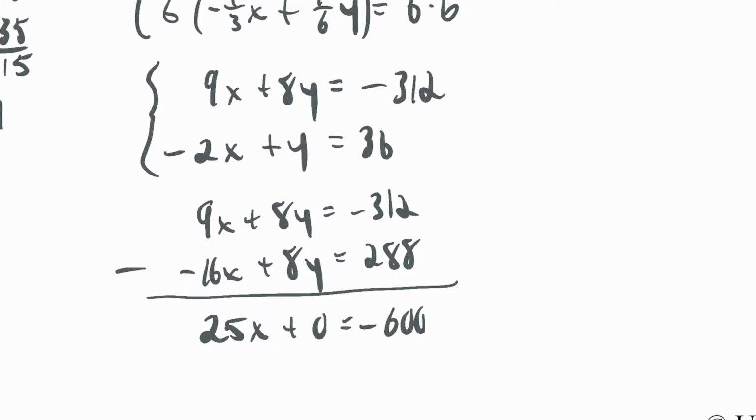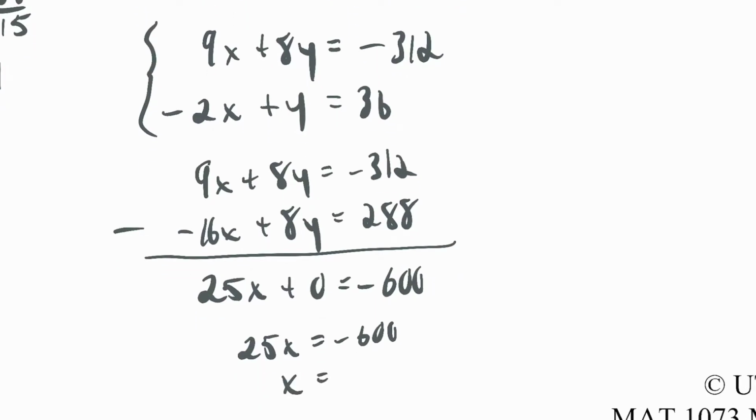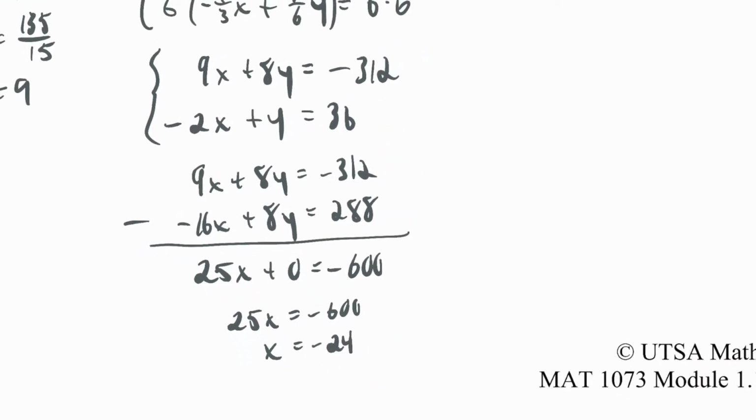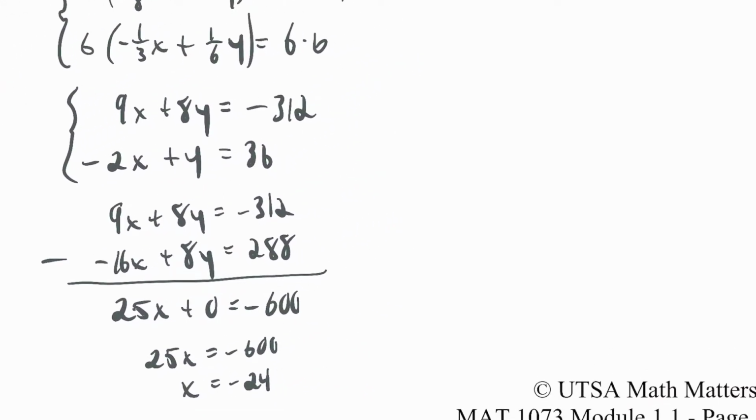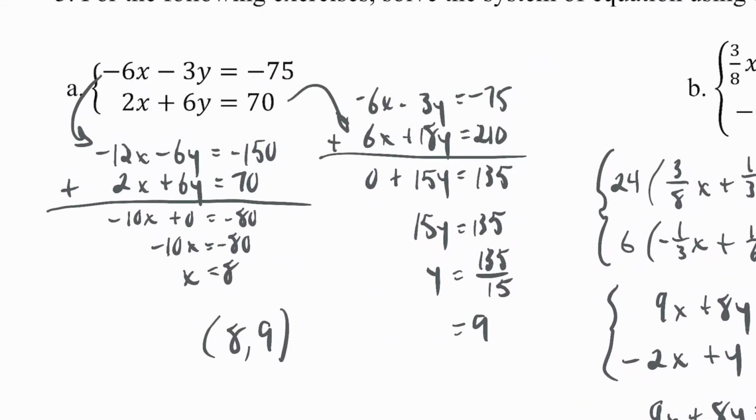Okay, so I'll have 25x equals negative 600. I'll divide 25 on both sides and get negative 24. Okay. Now to get the y value, over here, because I didn't have to modify any of these, and none of these have a coefficient of 1, doing the second stage in elimination as well made a lot of sense.